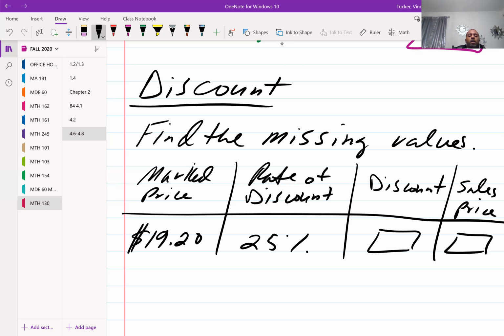All right, so a couple of problems had it set up this way, and they tell us to find the missing value. You basically have your mark price, or in other words, your original price, the rate of the discount, and then the sales price.